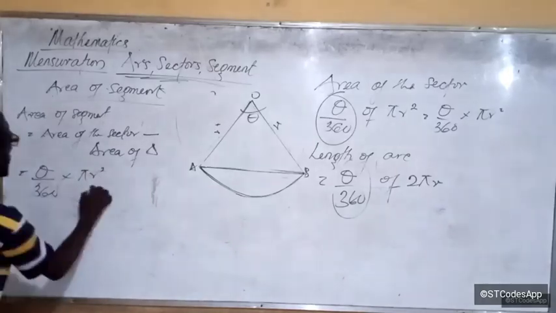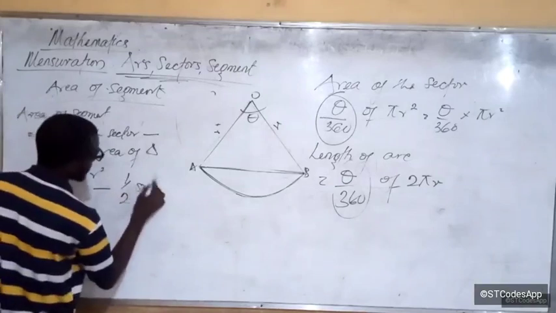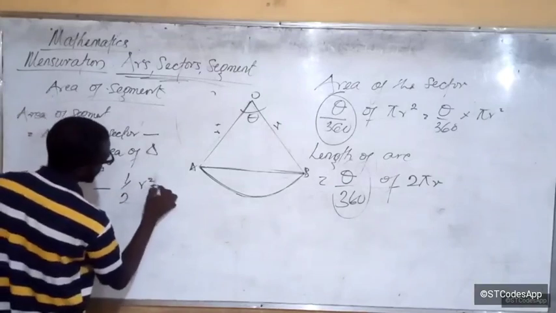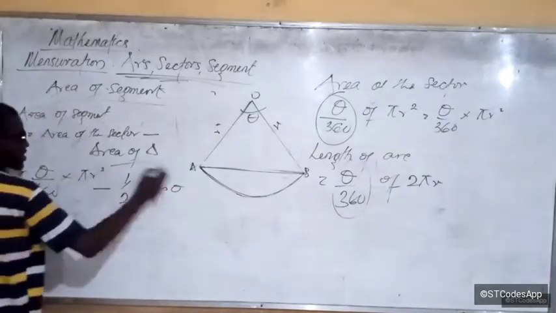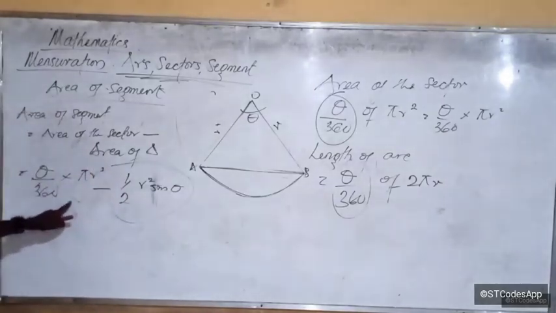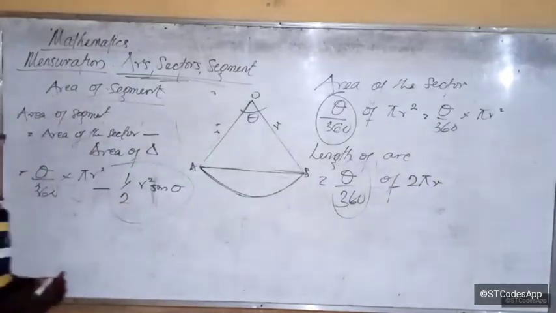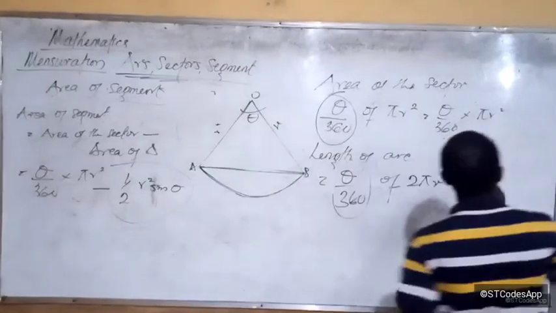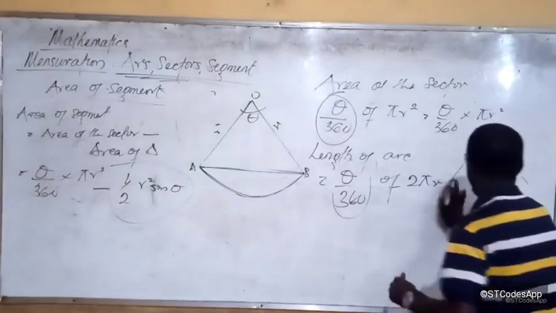Now, minus, what is the formula for the area of a triangle? The formula is half r squared sine theta. Now listen, you don't have to cram anything. Let me prove what this formula is. Where did this formula emanate from? It's very simple. Look at this triangle, for example.